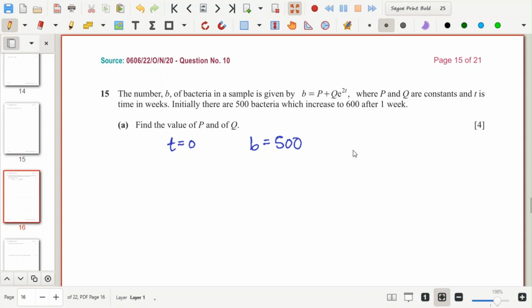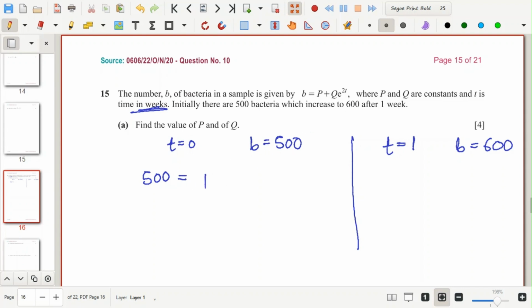Then it increases after 1 week. So when the time is 1 week, don't forget that T is in weeks, they told you. We have our bacteria to be 600. Okay, so you can get a simultaneous equation by just putting your values into the modeled formula.